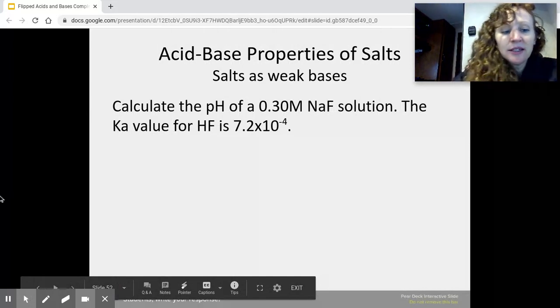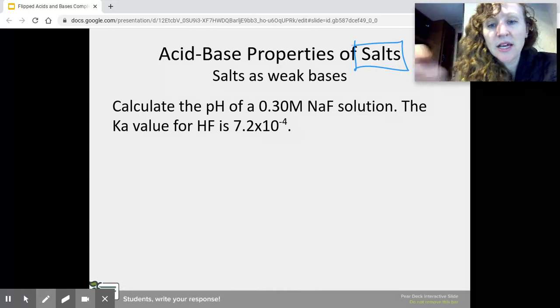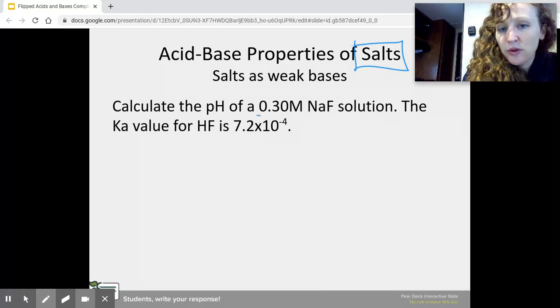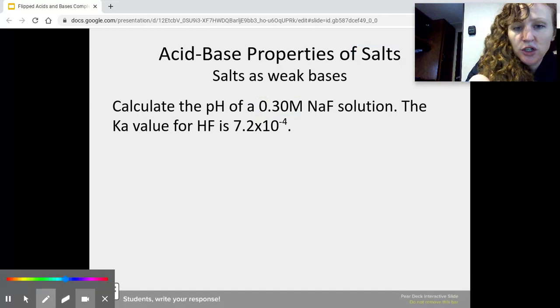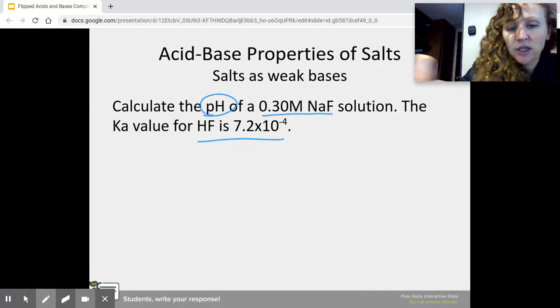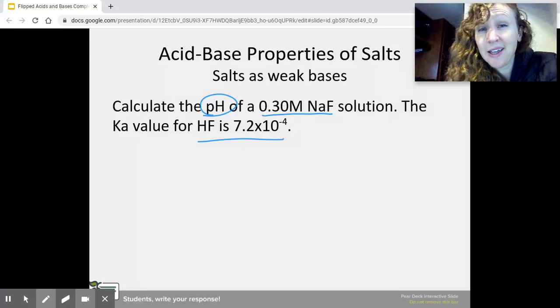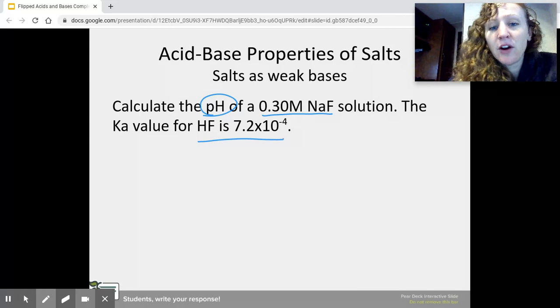All right. So here we go. Problems with salts. Calculate the pH of a 0.3 molar NaF solution, and then they give you the Ka value. Okay, again, good time to pause, work it through, see how far you get.